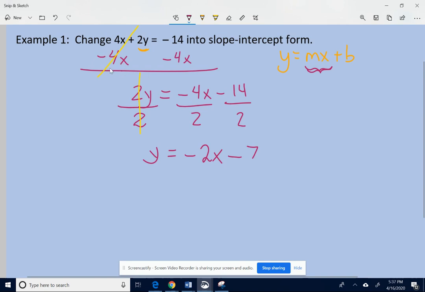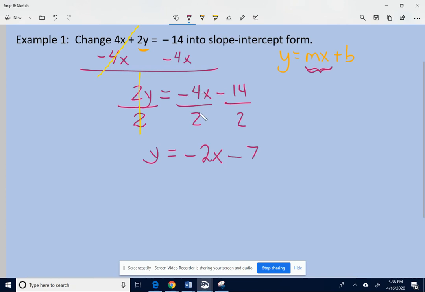So quickly, we got rid of the added 4x first by subtracting 4x from each side. That left us with 2y on the left. When we rewrote the right-hand side, we just put these two terms together, side by side, but we wanted to put the x part first. So we wrote negative 4x minus 14. Now we want to get rid of the multiply 2 by dividing, but we need to divide all 3 parts by 2. So we get y.